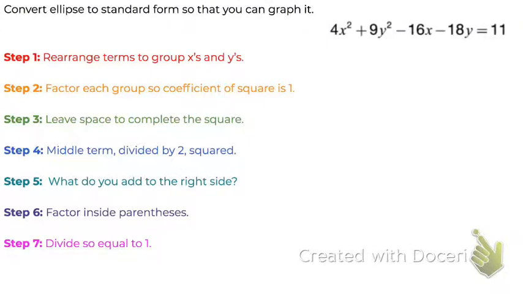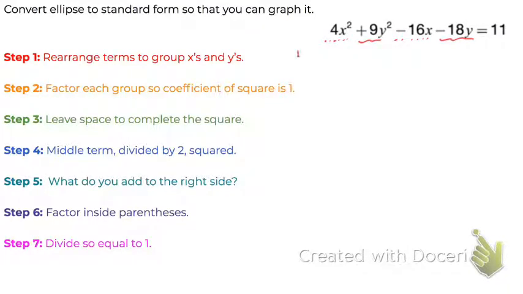All right, here we're going to convert this equation of an ellipse into standard form so that we can graph it. In order to do that, you need to complete the square, and so I'm going to go through those steps here. So first, you might need to rearrange the terms so that the x's are together. So I want these two to be together and the y's are together.